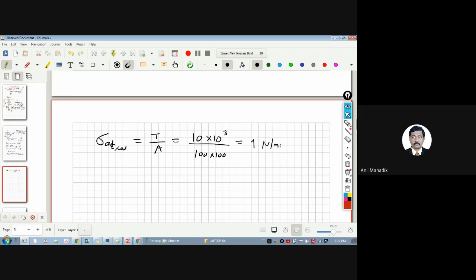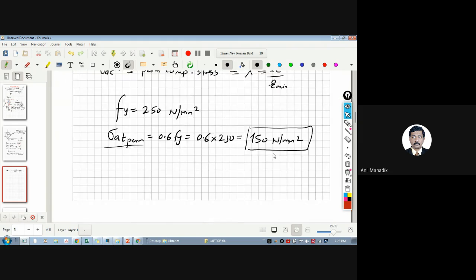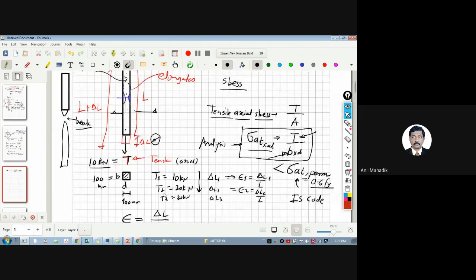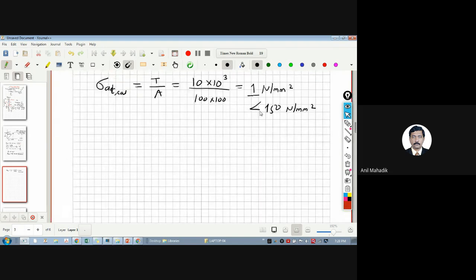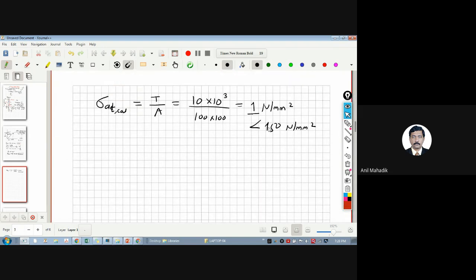1 Newton per mm square, less than 150. Getting this? So is it a safe section or not? Yes, sir. But you know that actual stress is very less than the permissible stress. That means if you design this cross section for this member, is it economical? Actual stress is much lower than the capacity of 150, right? Uneconomical. So it is uneconomical.